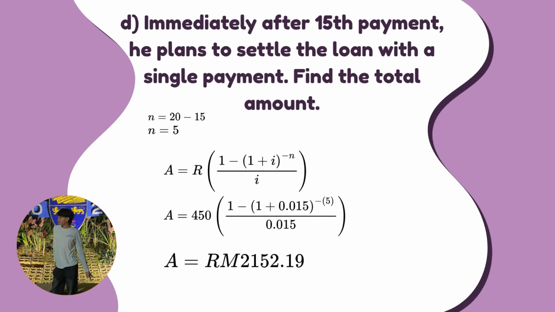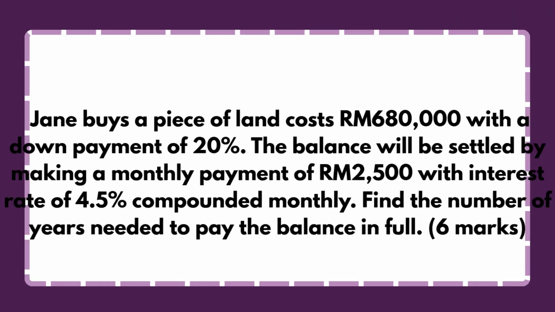Question D. Immediately after the 15th payment, he plans to settle the loan with a single payment. Find the total amount. So 20 minus 15, you get five more payments. So using the formula and just transferring all the information, you will get 2,152 ringgit 19 cents.